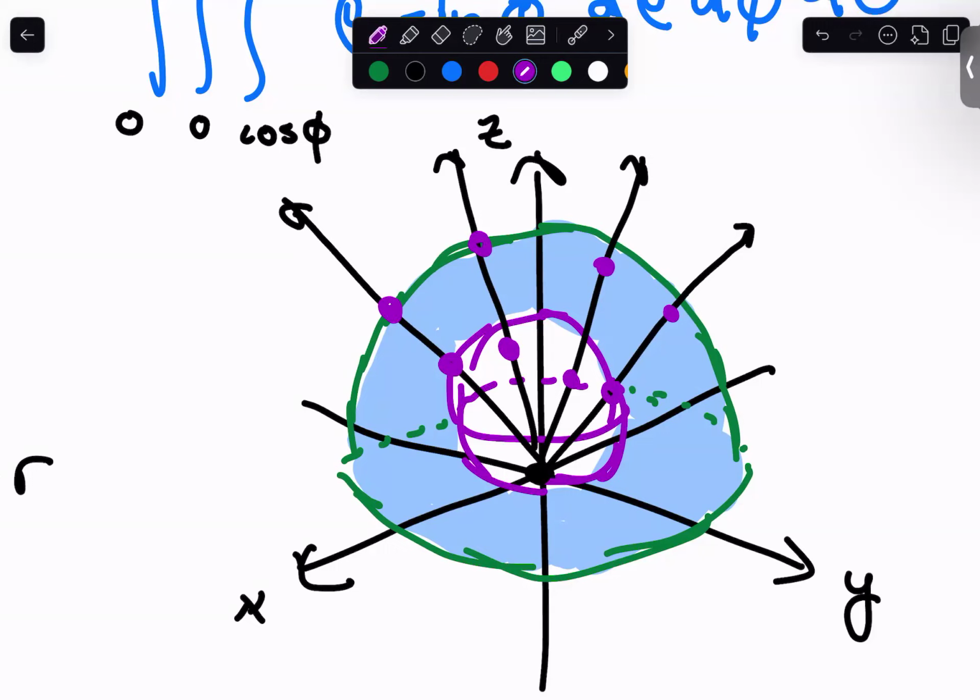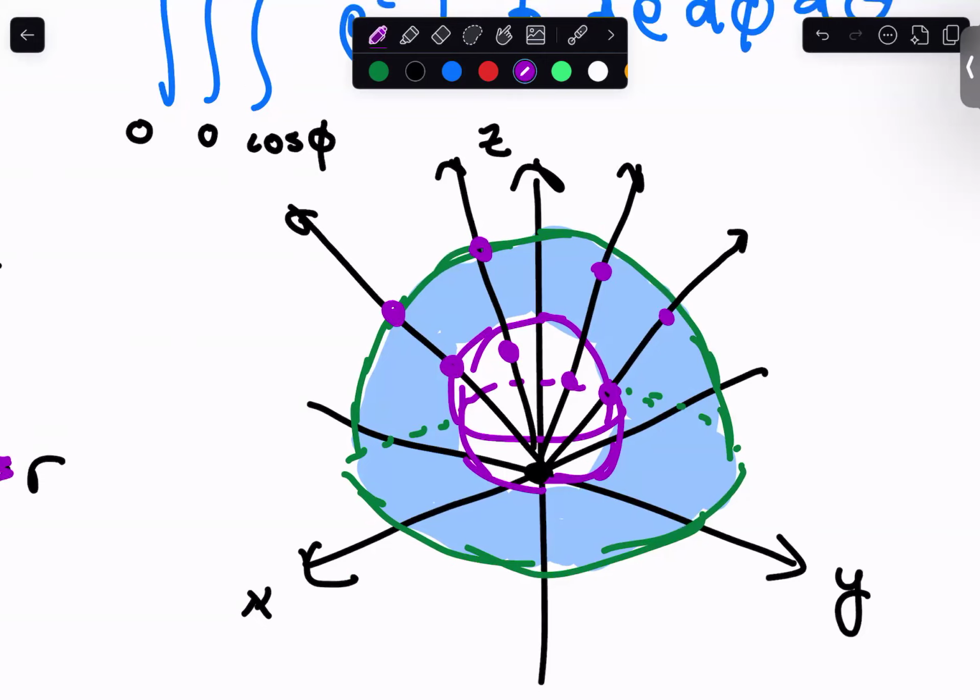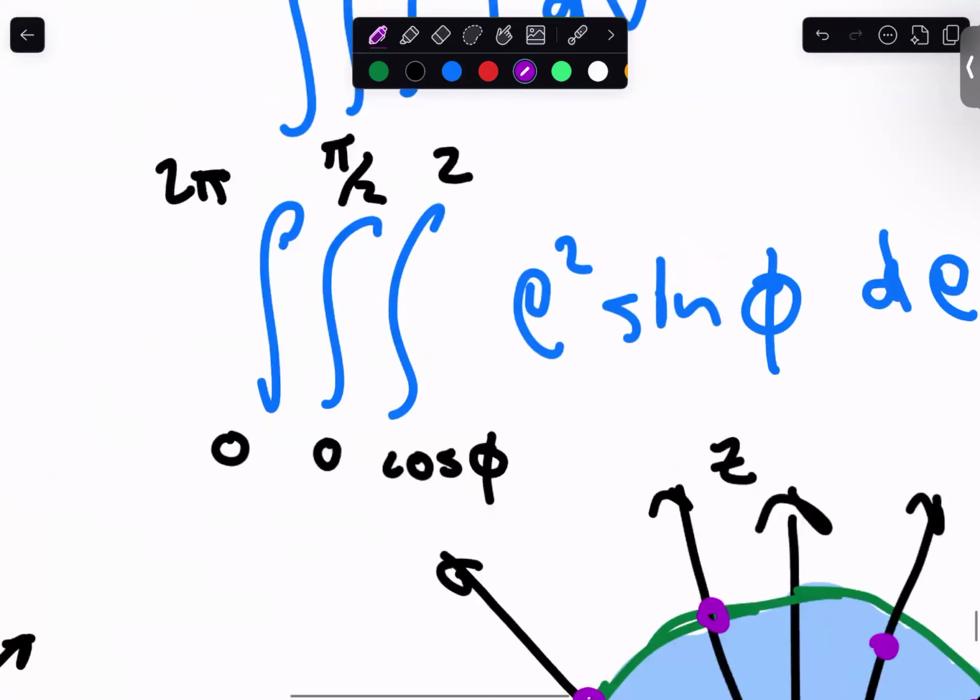When should we start shading? When should we stop? So the lower bound is when should we start shading? The upper bound is when should we stop shading? And so we hit the rho equals cosine phi, this purple sphere, first. That's when we start shading. And then as we continue outward, we exit, we stop shading at rho equals 2. Did that help? Good.